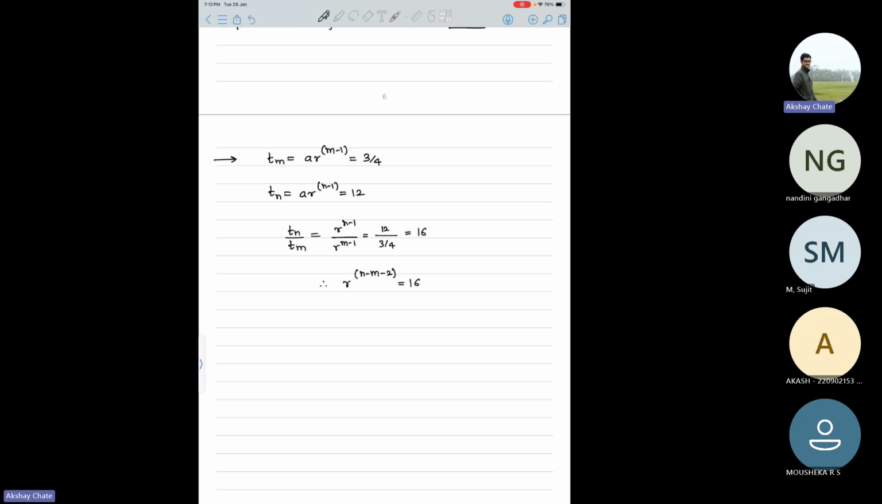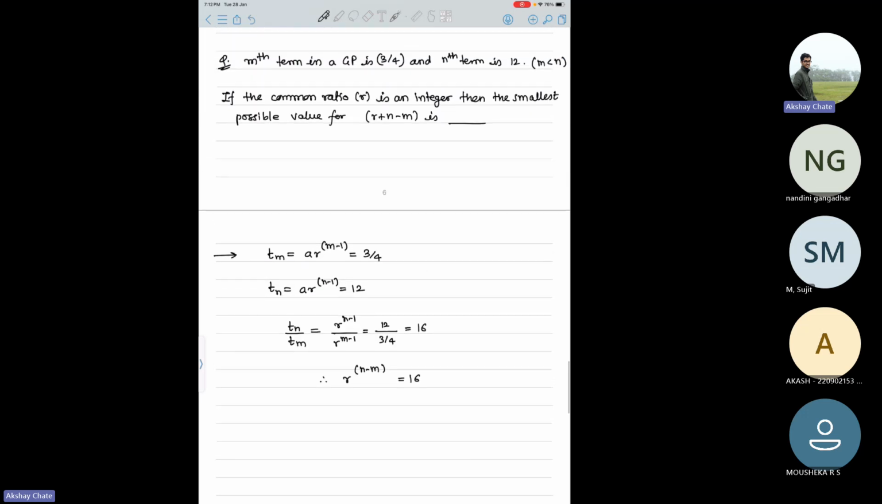The minus 1 and plus 1 get cancelled, so this just becomes n minus m. Okay, so basically it is a division of two powers, so they get subtracted from each other when you remove the division.